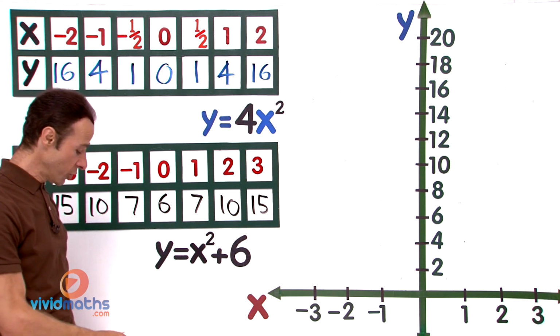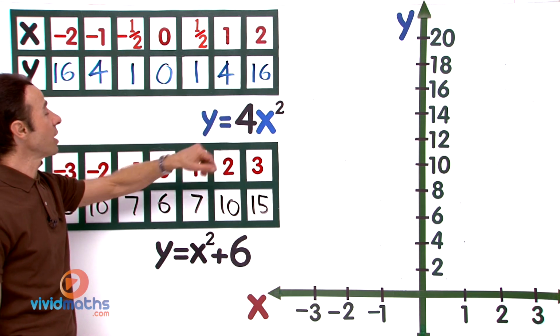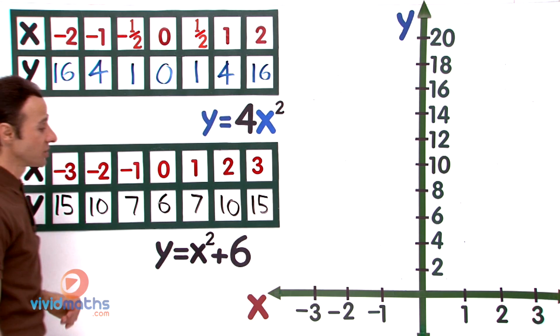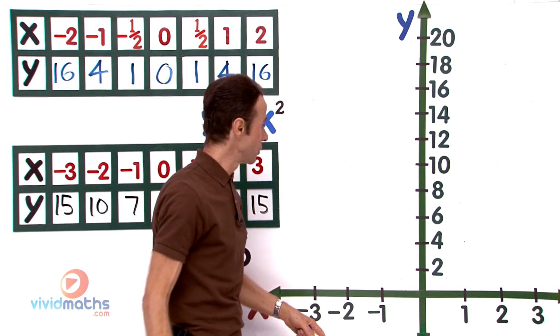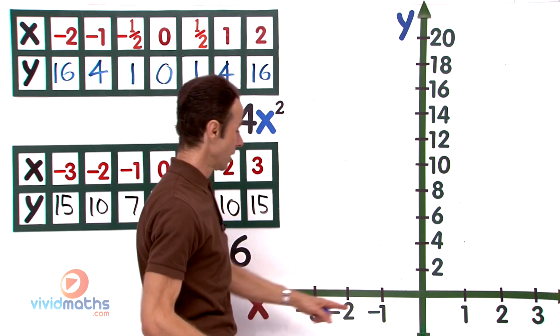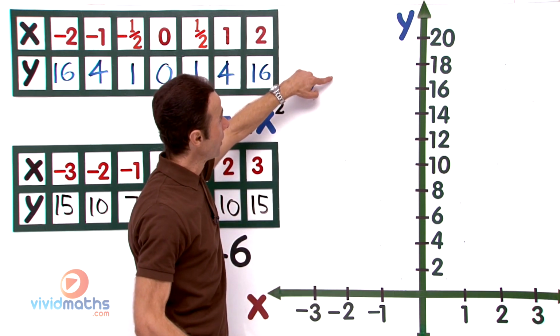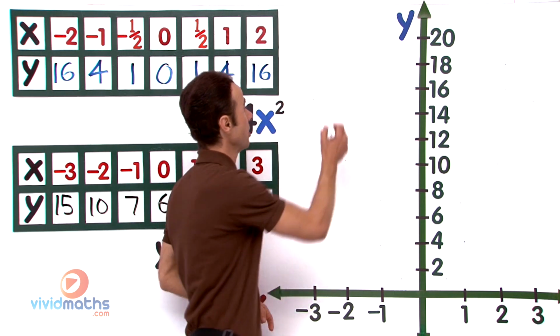The first thing we're going to do is plot this one up here, the blue one, y equals 4x squared. So the first point we're looking for is -2 and 16. Let me mark that up in blue. -2 and 16. Let's have a look here. -2, going up all the way to 16. That's going to give us a point right about there. So let me mark that out.